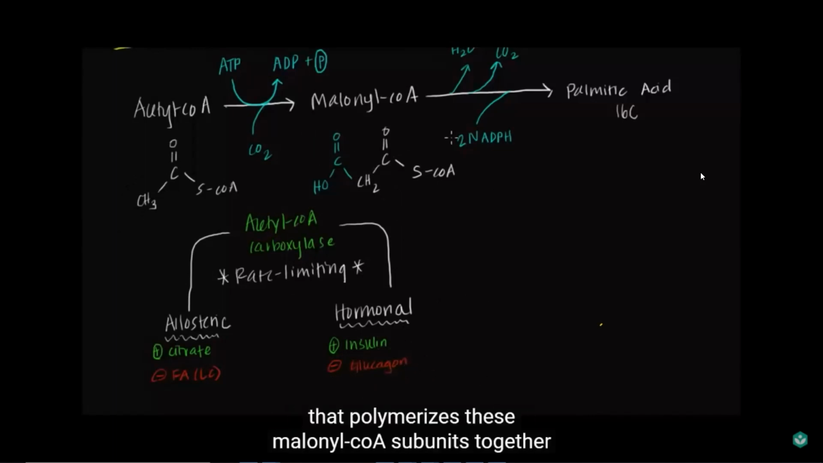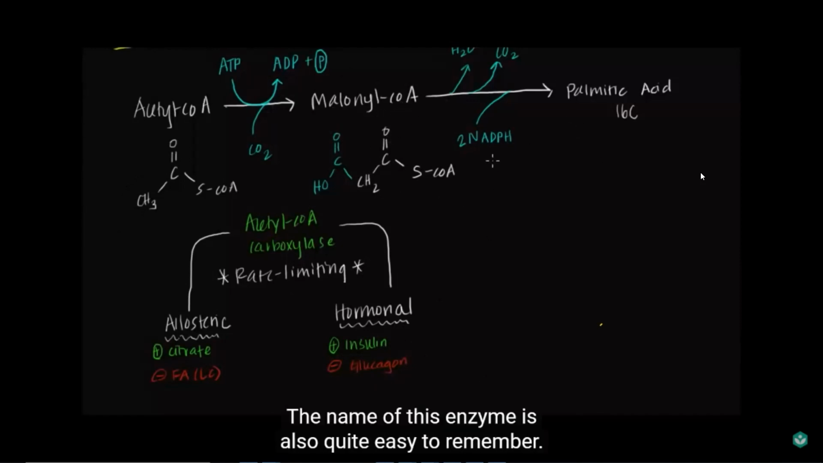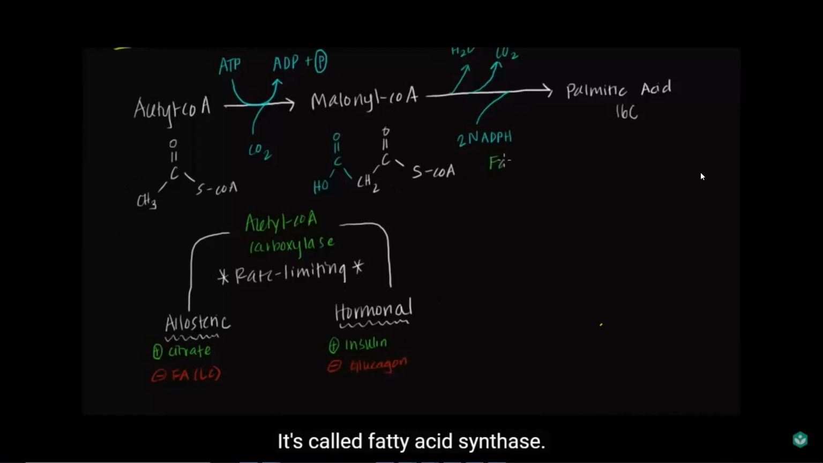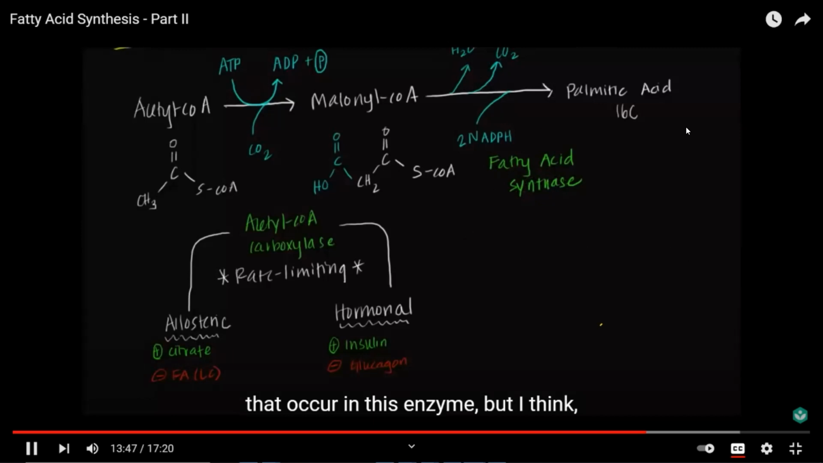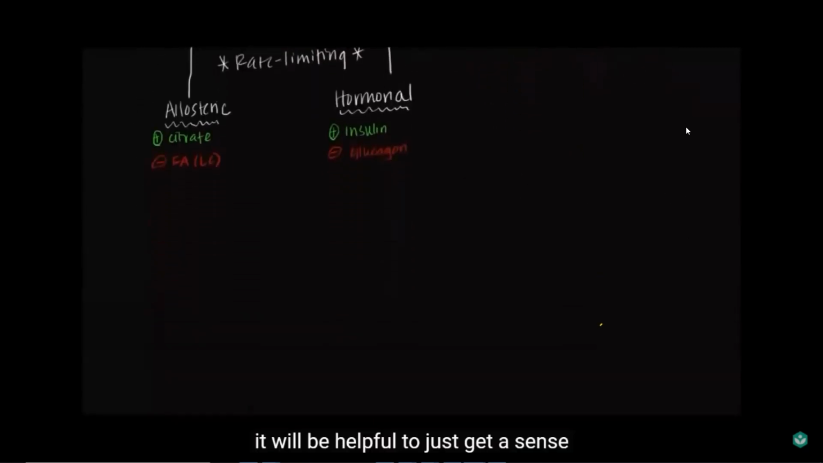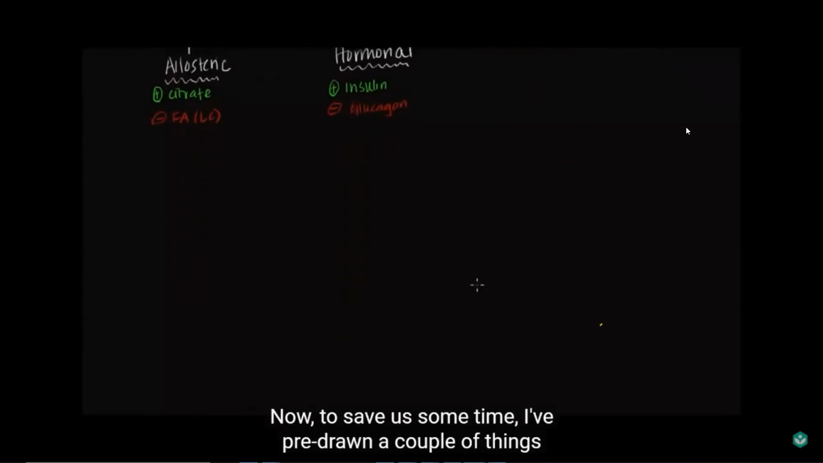Now I want to mention what the enzyme is called that polymerizes these malonyl CoA subunits together to form palmitic acid. The name of this enzyme is also quite easy to remember. It's called fatty acid synthase. So we're synthesizing a fatty acid. As you probably saw from this arrow, there's a lot of things going on here. We're adding NADPH molecules, a carbon dioxide molecule is falling off, and water is falling off too. We're not going to go over all of the reactions that occur in this enzyme, but if we scroll down a little bit, it'll be helpful to get a sense for how these carbon-carbon bonds are forming. To save us some time, I've pre-drawn a couple of things that I want to explain to you right now.